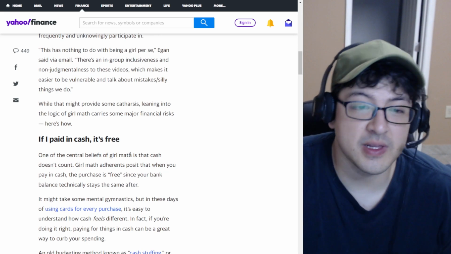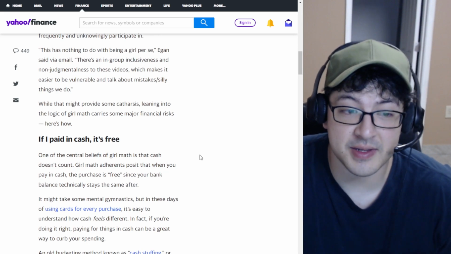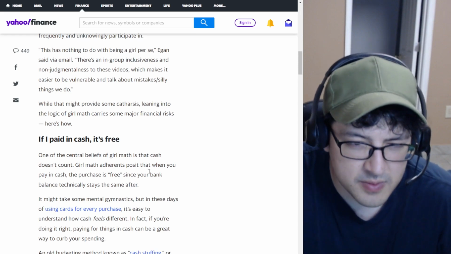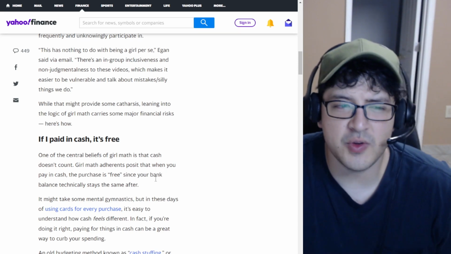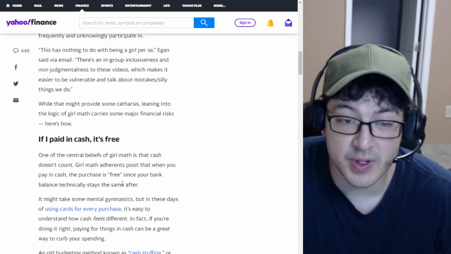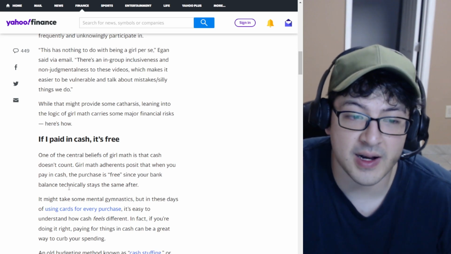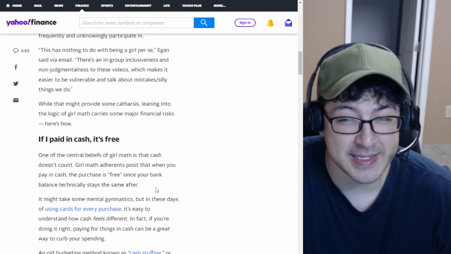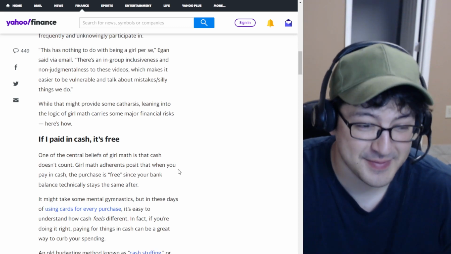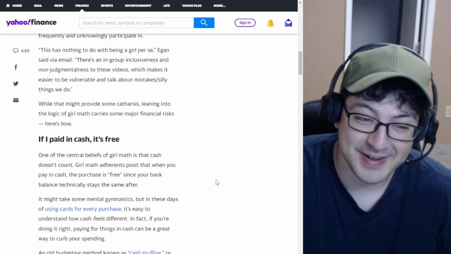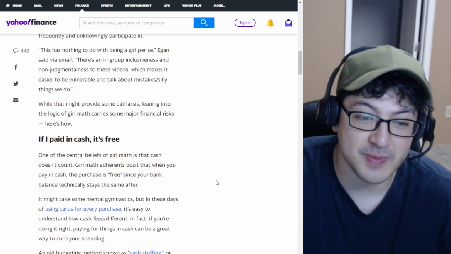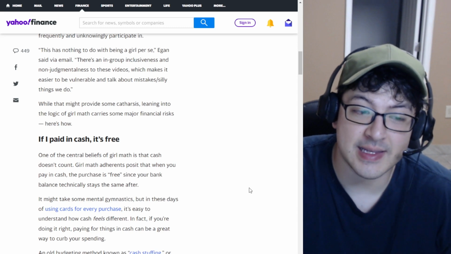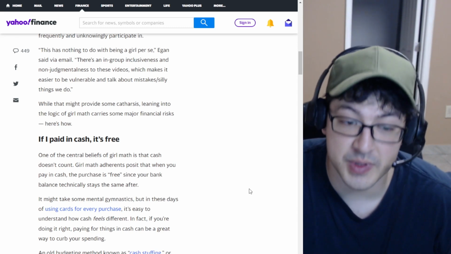One of the central beliefs of girl math is that cash doesn't count. Girl math adherents posit that when you pay in cash, the purchase is free, since your bank balance technically stays the same after. That's not how money works. It might take some mental gymnastics, but in these days of using cards for every purchase, it's easy to understand how cash feels different.